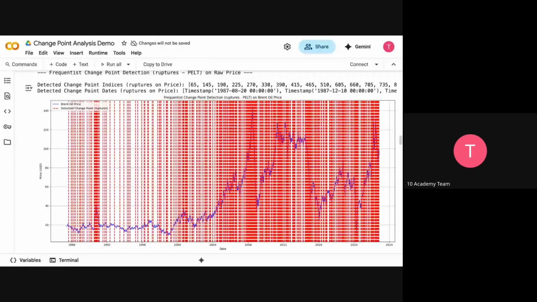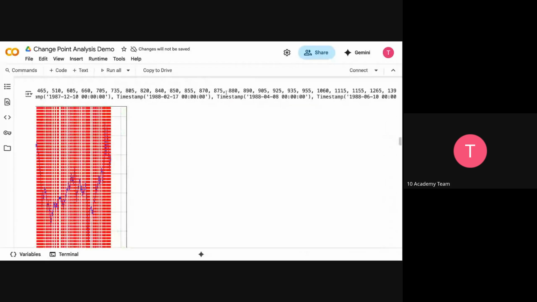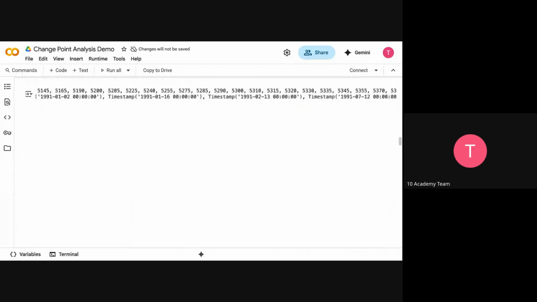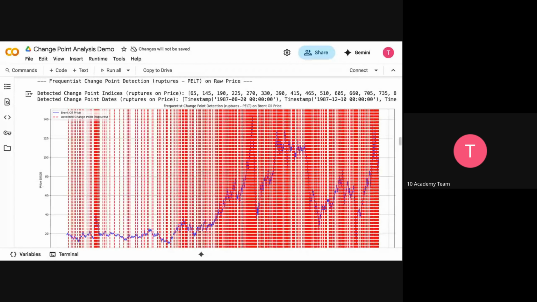So you cannot even count. Plus, I think if I go here and scroll to the right, you can see it's a humongous number of change points that it has identified. So this is not ideal. This is why you need to play around with the penalty in order to get to the sweet spot of the number of change points identified.